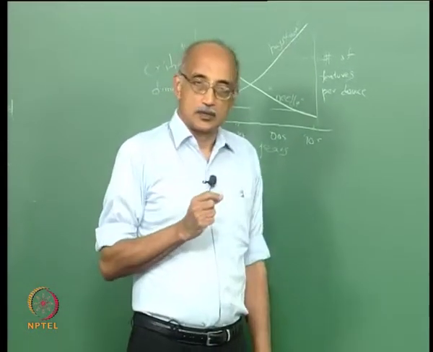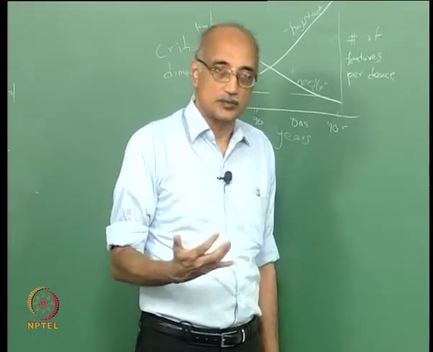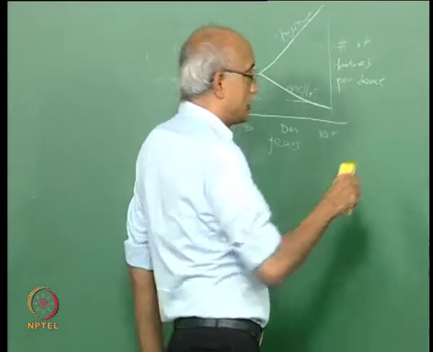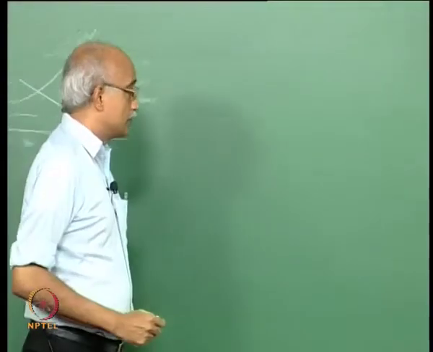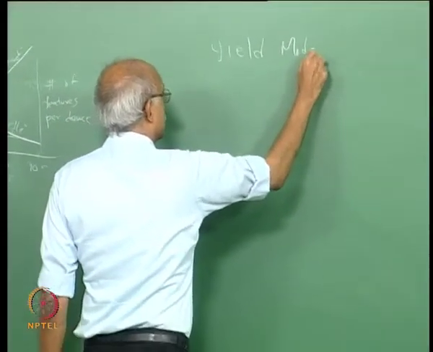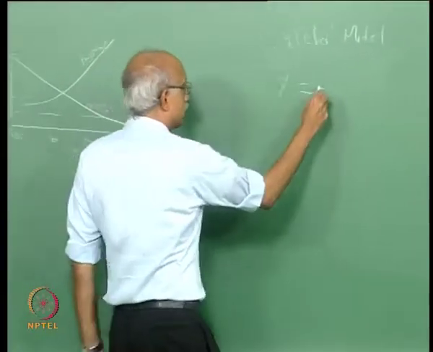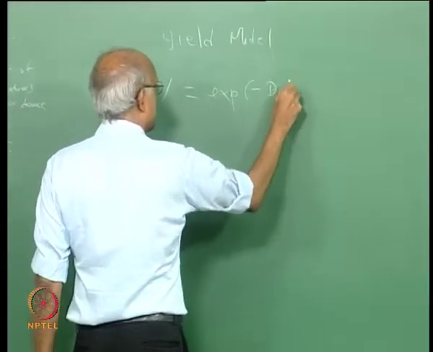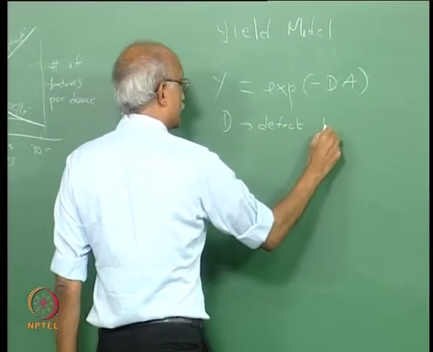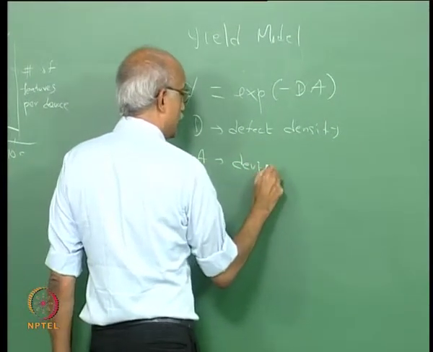Quantification, as I said, is always important, because unless you quantify, you really cannot measure something, you cannot control something, and you cannot optimize something. So, how do you quantify the effect of particle contaminants on yield? You develop something called a yield model. So, you relate the yield parameter y to exponential of minus d times a, where d is your defect density and a is the device area.